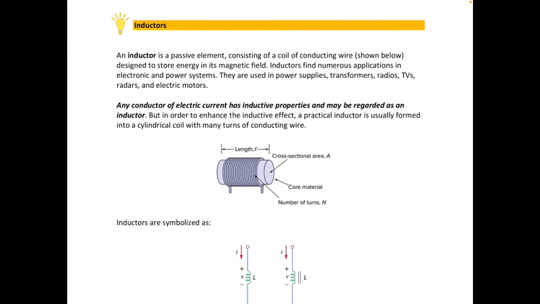So an inductor is also a passive element consisting of a coil of conducting wire, as shown in this image, designed to store energy in its magnetic field. So they are quite similar with capacitor. So like capacitors, inductors also find numerous applications in electronics and power systems. They are used in power supplies, transformers, radios, TVs, radars, and electric motors.